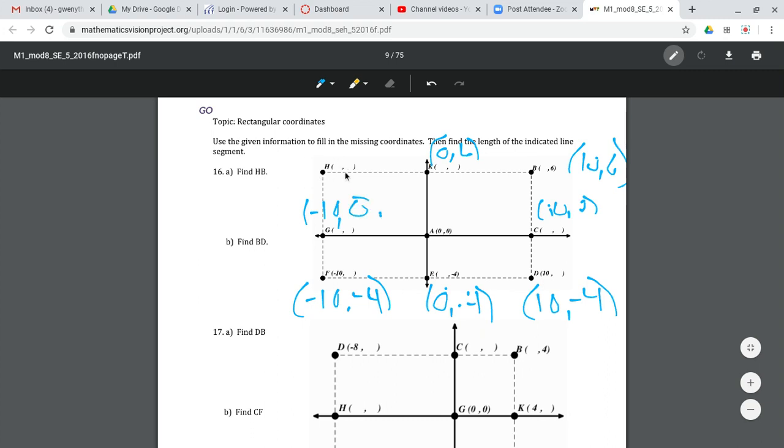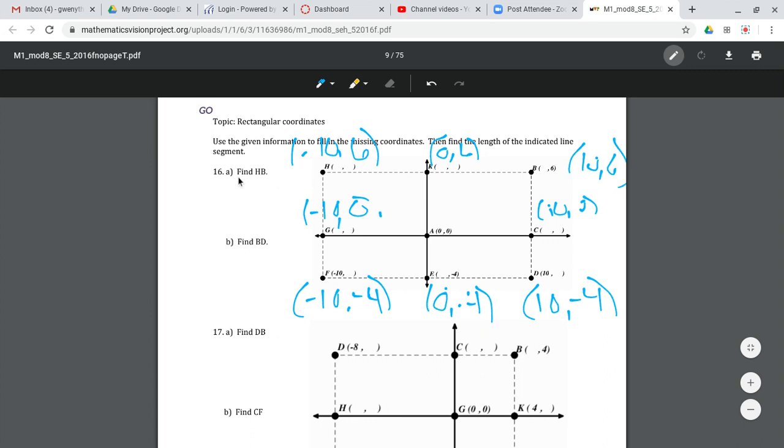And then for H, same idea. We're all on the same X value, so we're going to be at -10. And then our Y value, just like K and B, we're going to be at 6. So we have all those values on there now.